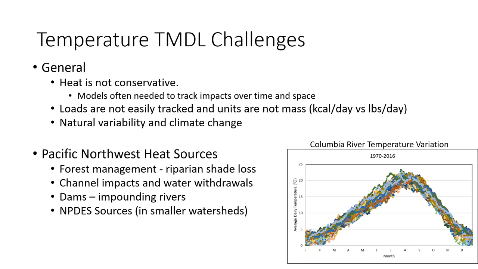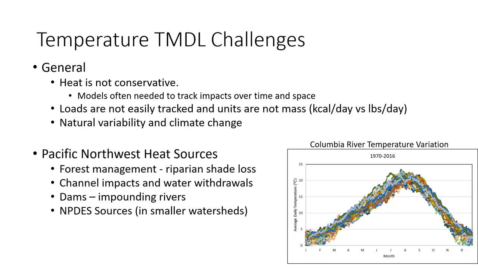In the Pacific Northwest, when we do temperature TMDLs, this is just a bulleted list of the big actors, what's causing temperature change across our landscapes. We have our great forests in the Northwest, and there is logging that goes on and management, and that can eliminate riparian shade, which is critical, especially in the lower mountainous forested streams. Alongside that, you can have channel impacts and water withdrawals, either from forestry or other urbanization and other activities, agriculture on the landscape. And then we have dams. Hydroelectric dams are a major factor in the Northwest. They impound the rivers, and that changes the geometry, the travel time, and the temperature of our rivers.